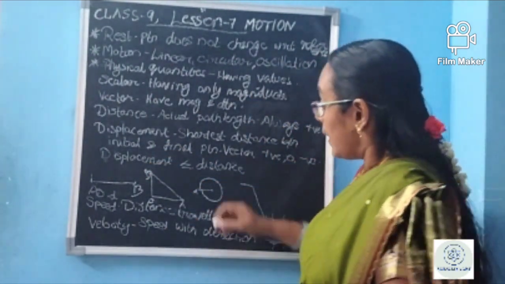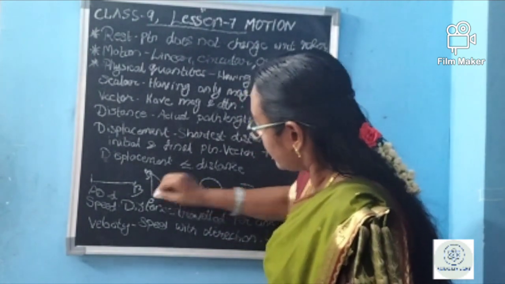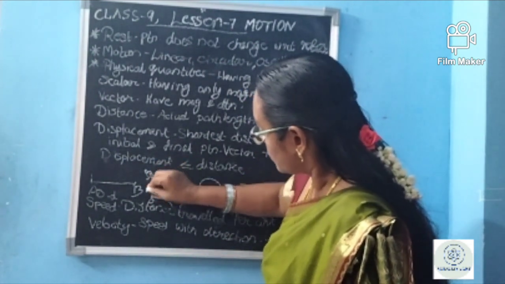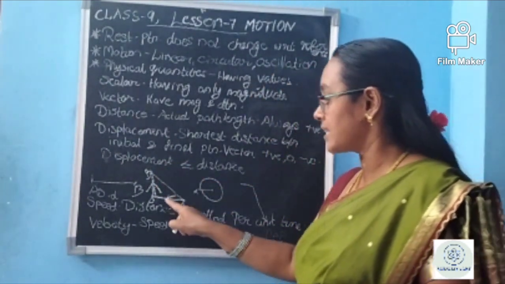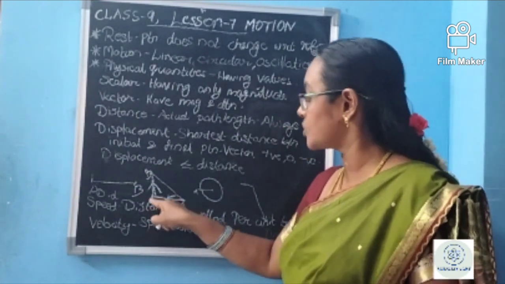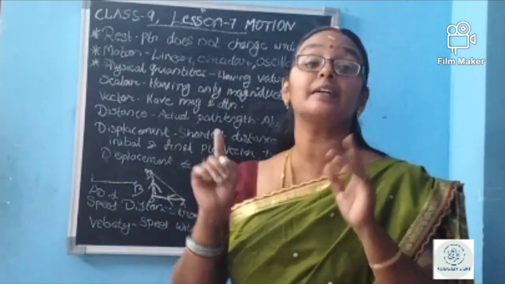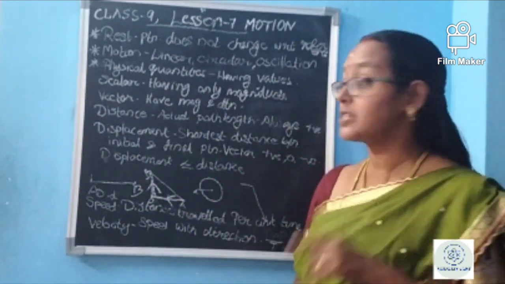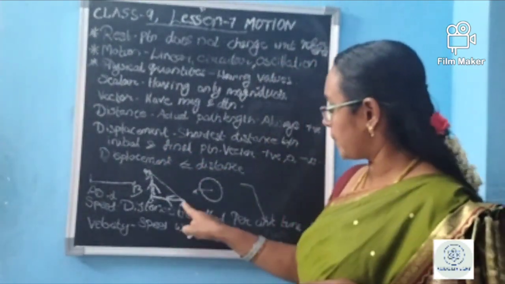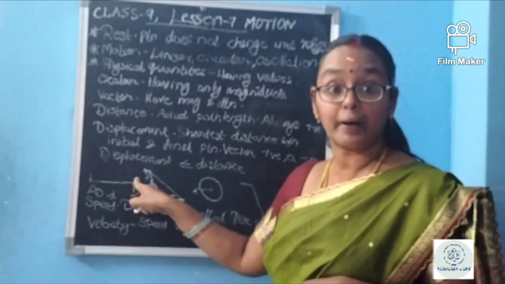Okay. He is going this way. Then he is going in this way. So what is distance? Distance is this plus this, AO plus OB. That is the distance. But what is displacement over here? It is only AB, initial position to the final position. This is displacement. Is it clear?